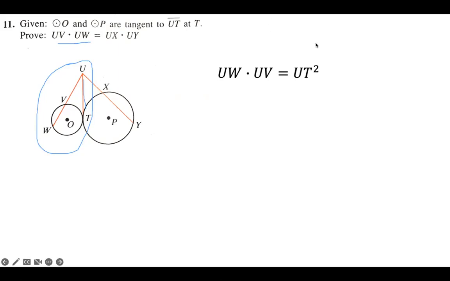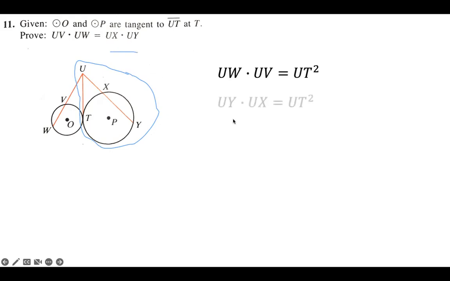Now, I'm going to erase everything. Now ignore the circle on the left. In other words, I'm looking from here all the way around. It's very similar. The whole darn thing would be UY, and the thing on the outside would be UX. That sure looks like what's written right there, times UT squared. And so I would get that statement.